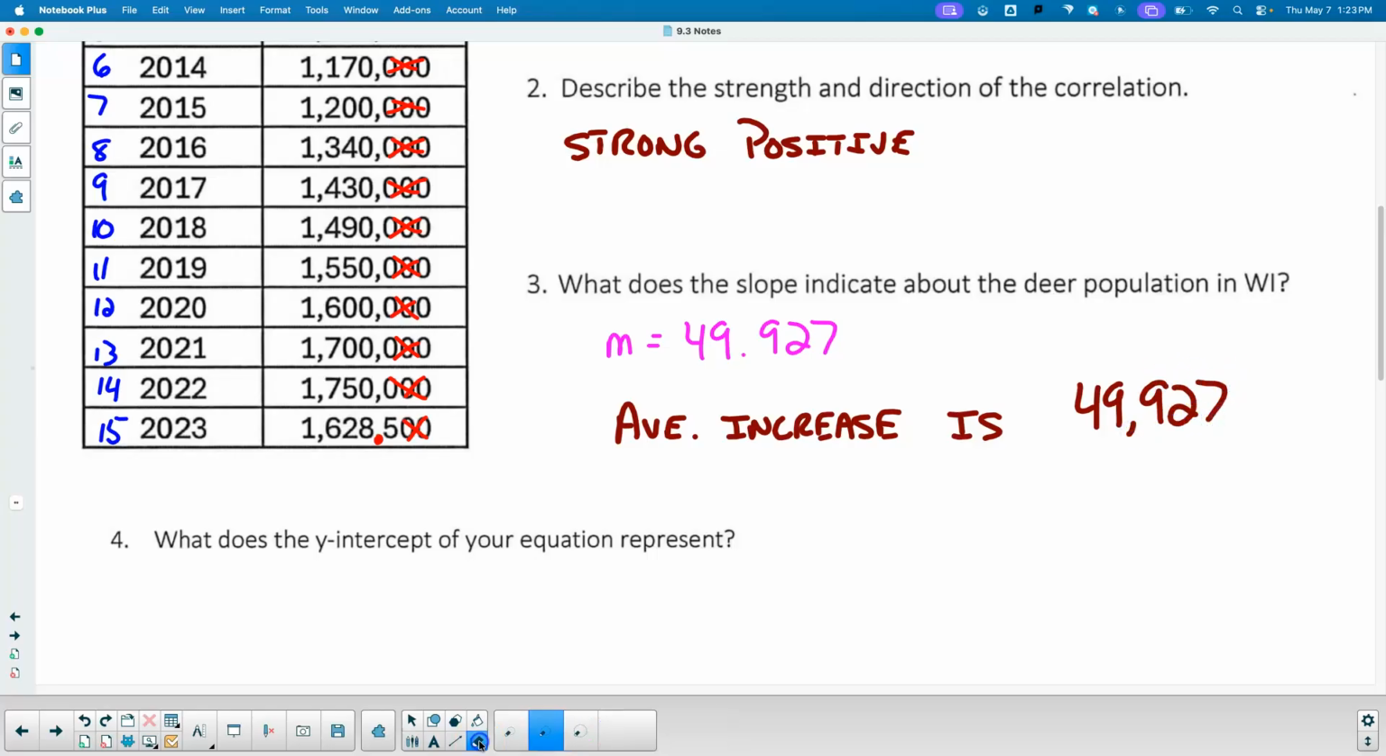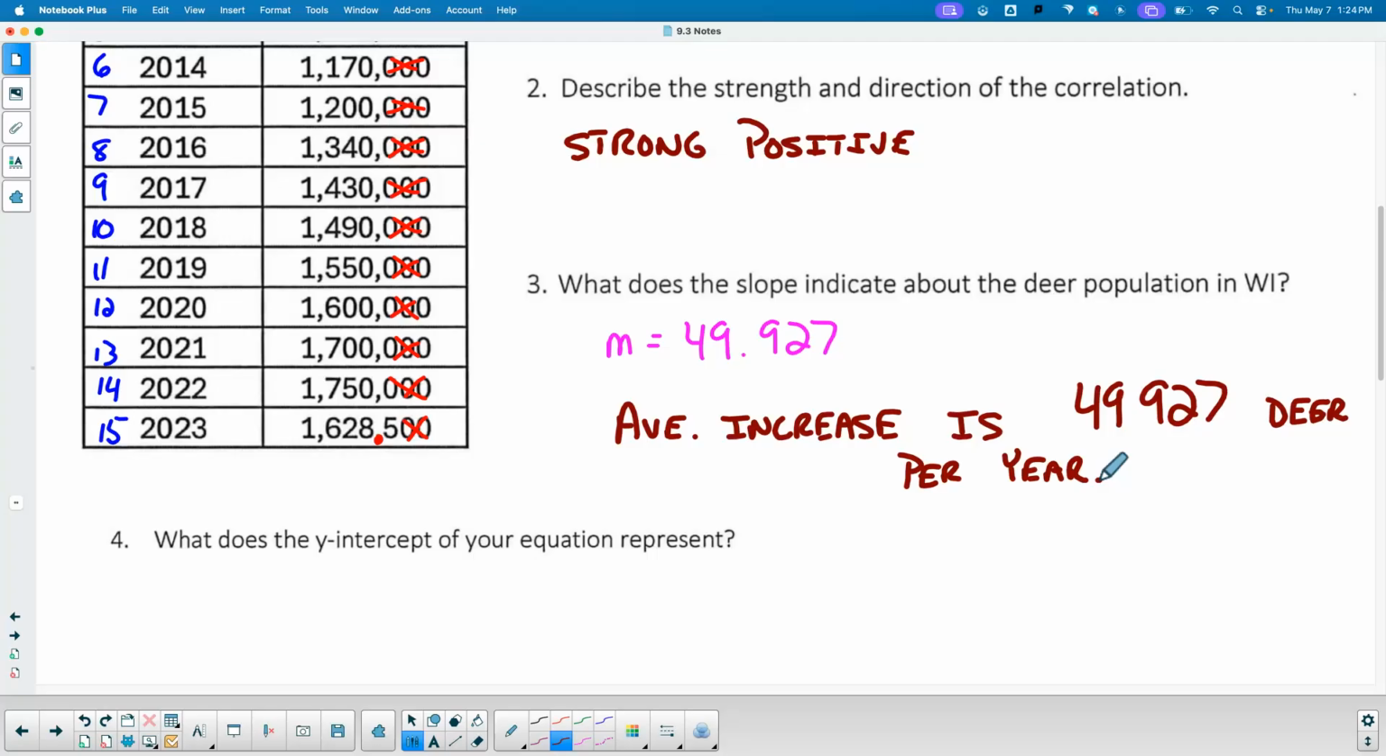I'm going to take that comma out. I don't want that comma in there. So the average increase is 49,927 deer per what? Per year. Yep, because we went by every year. So on average, that's how the deer population is growing.